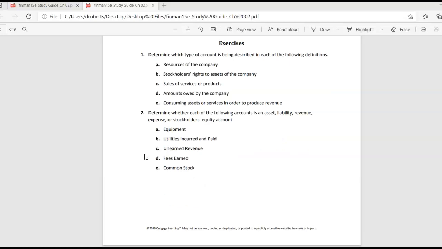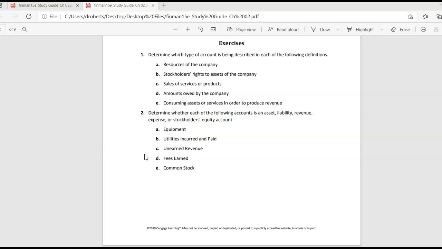It says determine which of the following account is an asset, liability, revenue, expense, or stockholders' equity. I'm going to read them out and then I will read the answers. Equipment, utilities incurred and paid, unearned revenue, fees earned, common stock. For A, we know equipment is an asset. It's a resource of the company. Utilities incurred and paid, that is the definition of an expense. That's a utilities expense. Unearned revenue, revenue that's not earned, that's a liability. You have an obligation to provide that service or product.